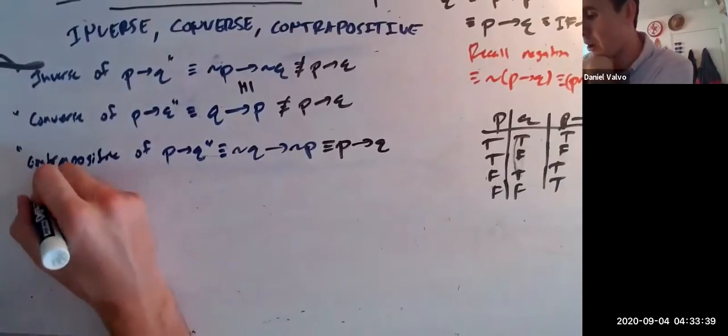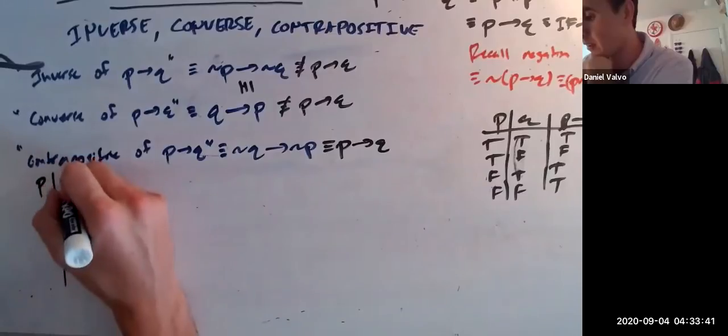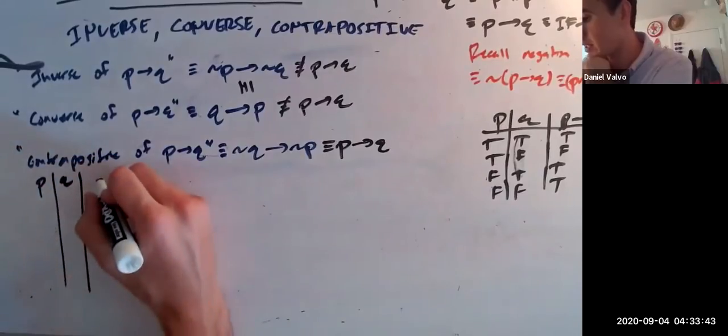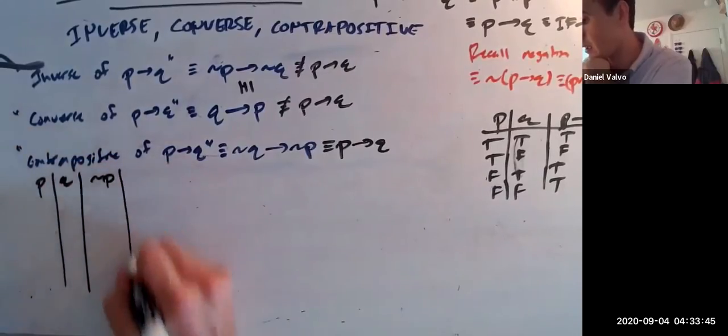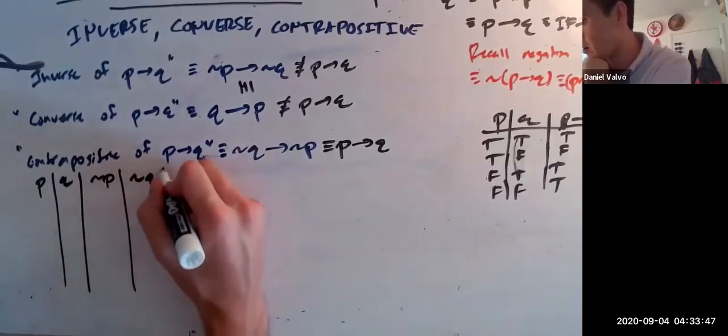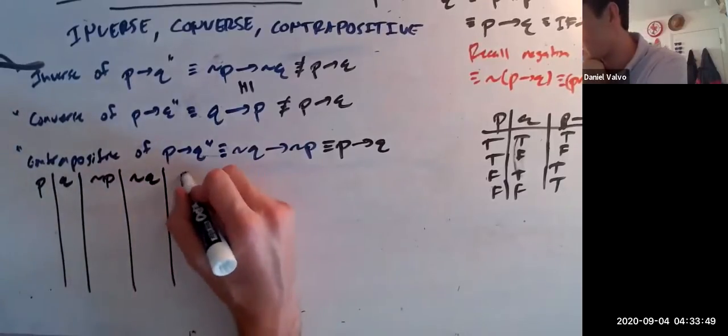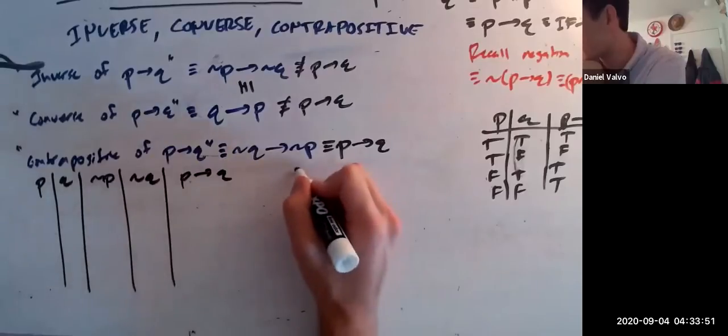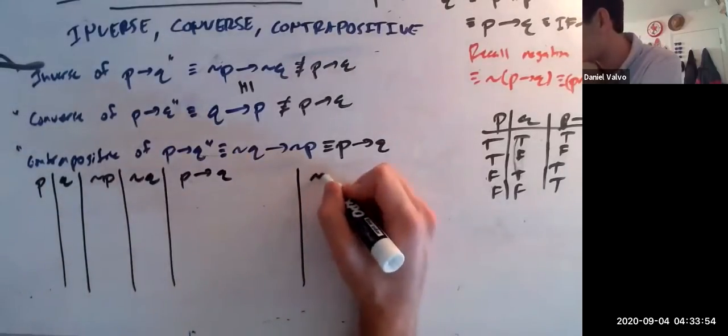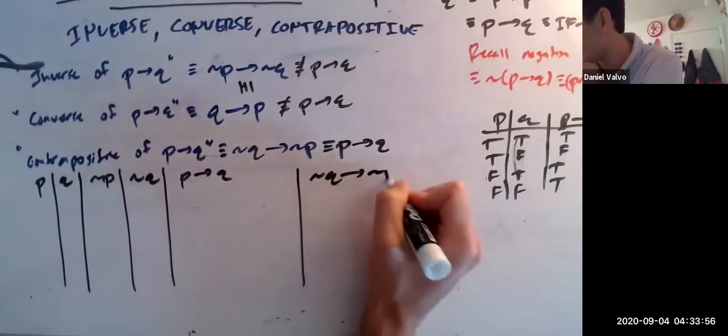So, real quick, let's have P. Let's have Q. Let's have not P. Let's have not Q. Let's have P implies Q. And there's a lot of space for that. And let's have not Q implies not P.